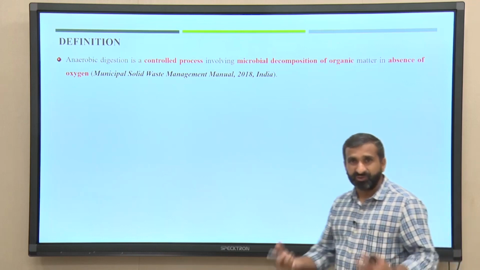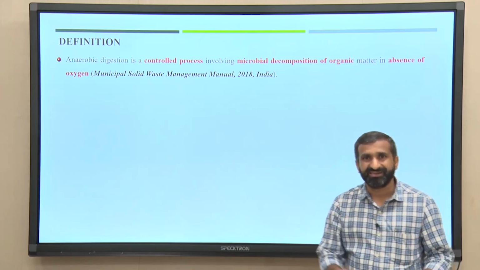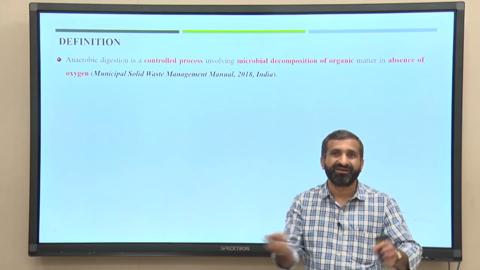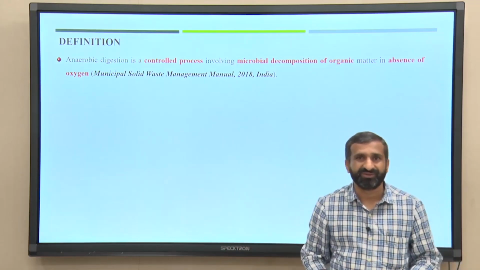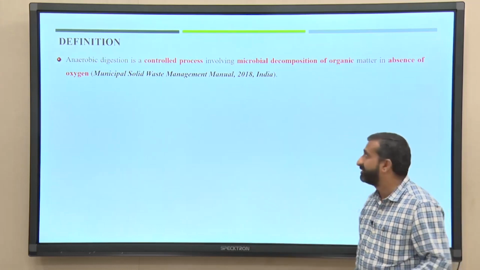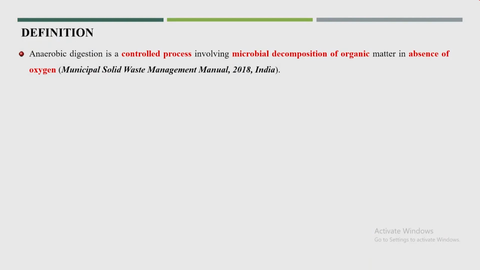Like the composting process, which I explained is an aerobic process, the degradation of organic matter under aerobic condition is called composting. Similarly, anaerobic digestion is a controlled process involving microbial decomposition of organic matter in the absence of oxygen. This was provided in our Municipal Solid Waste Manual 2018.